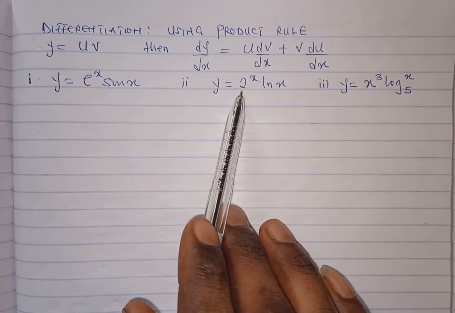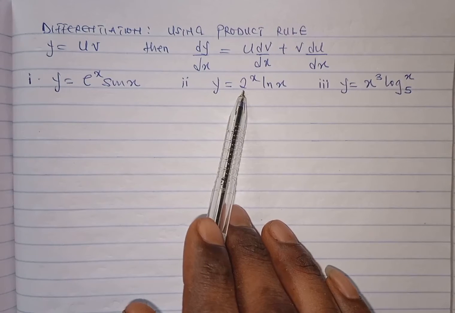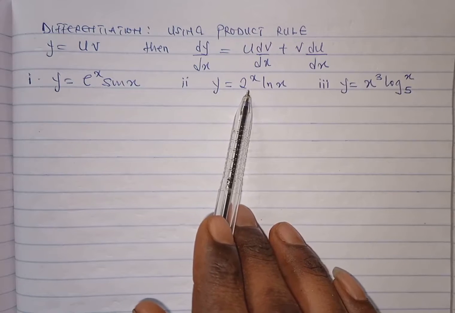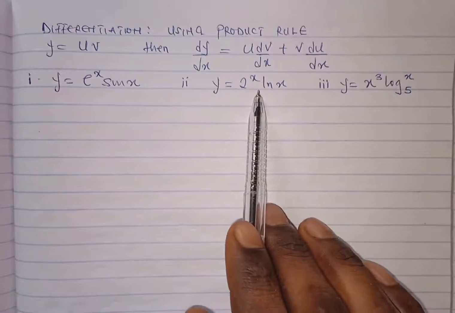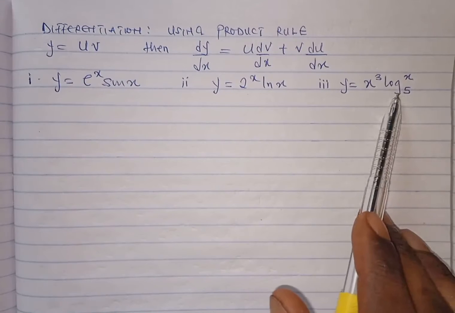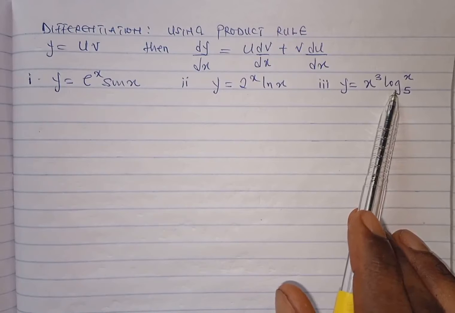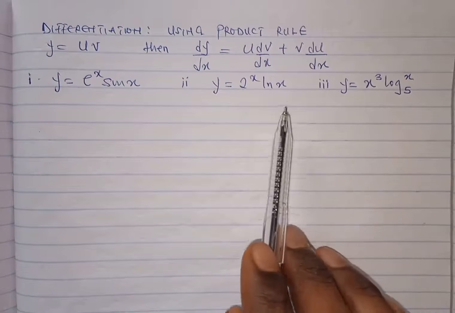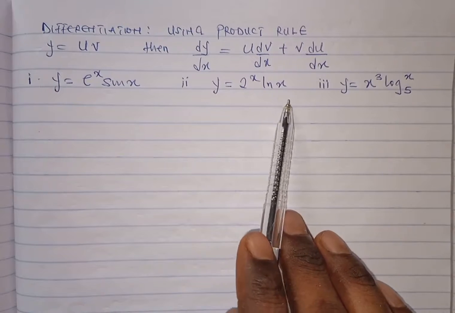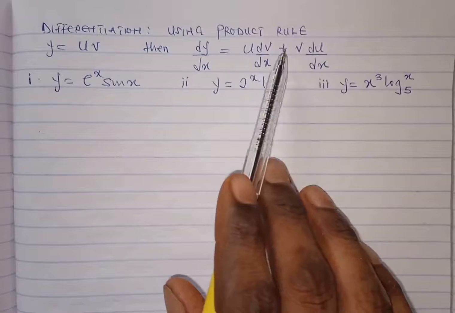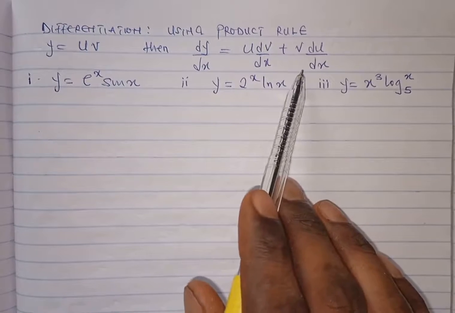You can see here this logarithmic function, this is also a logarithmic function. Now you can see that they are multiplying each other also, so it's a perfect example of the product rule. And this also, this algebraic function and this logarithmic function are multiplying each other, so it's a product rule. If you have questions like this, what is the formula you use in solving it? Now you can see dy/dx equals u dv/dx plus v du/dx. It's as simple as anything.